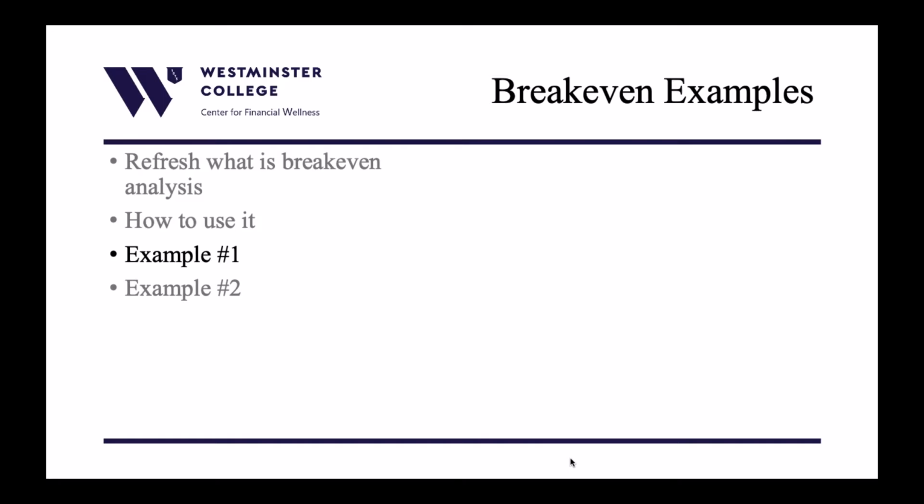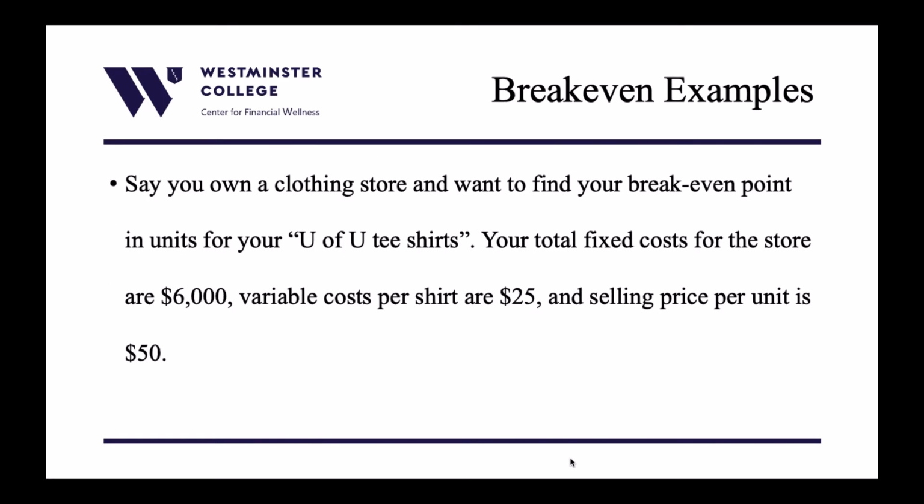Moving on to example number 1. Say you own a clothing store and want to find your break-even point in units for your U of U t-shirts. Your total fixed costs for the store are $6,000. Variable costs per t-shirt are $25, and selling price per unit is $50.